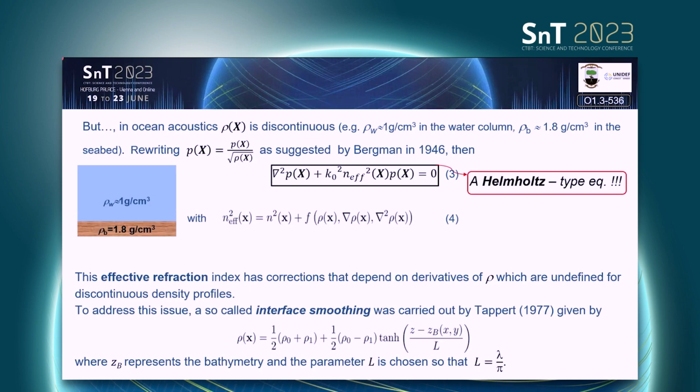As in ocean acoustics the density profile is discontinuous, a procedure called interface smoothing is applied, which consists in replacing the density profile by a continuous expression.